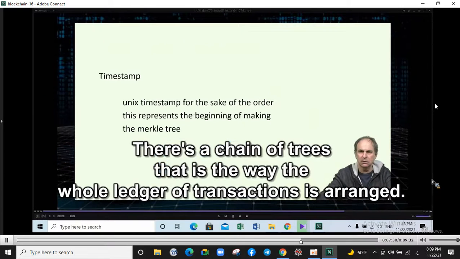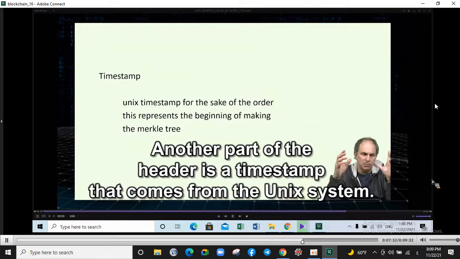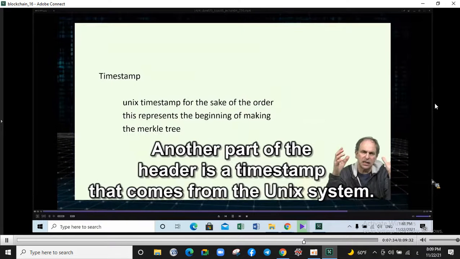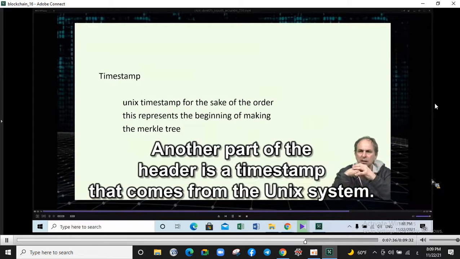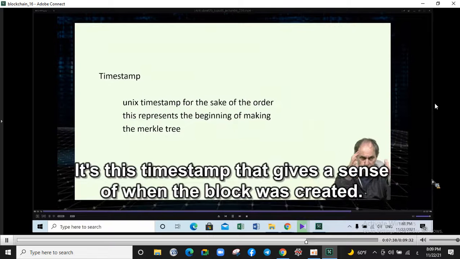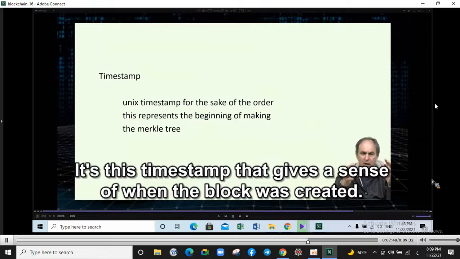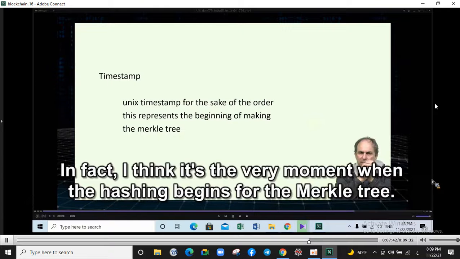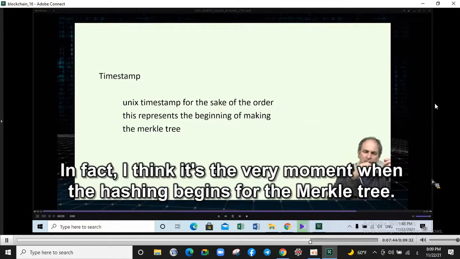Okay. Another part of the header is a timestamp that comes from the Unix system, and it's this timestamp that gives a sense of when the block was created. In fact, I think it's the very moment when the hashing begins for the Merkle tree.